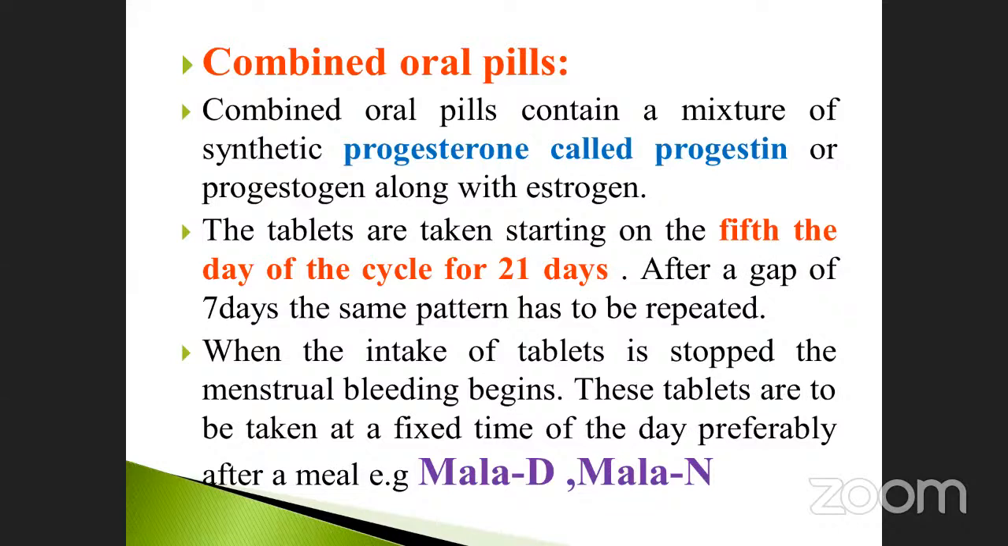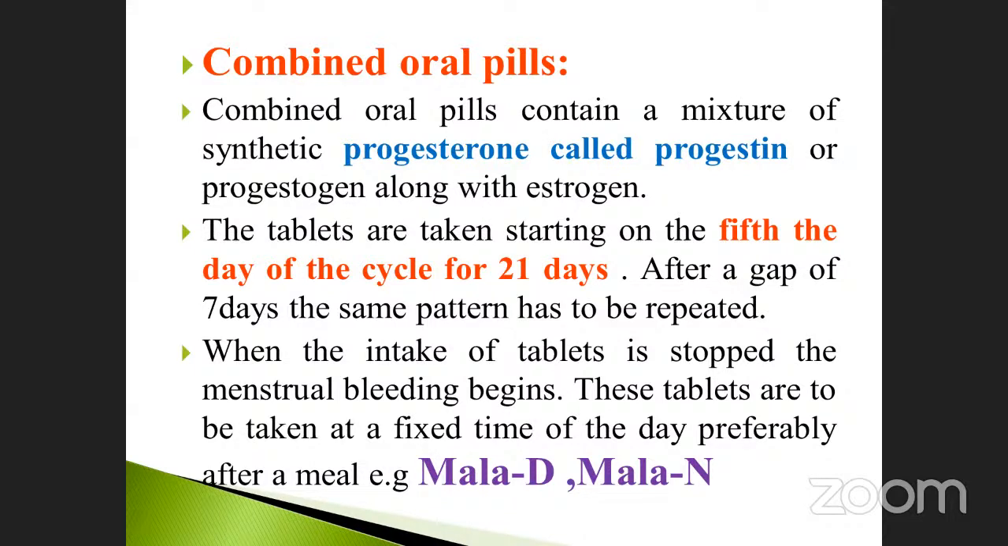The combined oral pills contain a mixture of synthetic progesterone called progestin, along with estrogen. These are the two combinations. This is made up of pills, tablets like that. The tablets are taken starting on the 5th day of the cycle for 21 days. After a gap of 7 days, the same pattern has to be repeated. When the intake of tablets is stopped, menstrual bleeding begins. This is also very, very important.